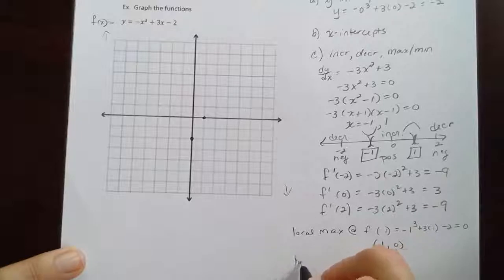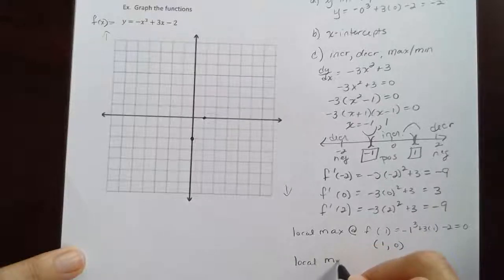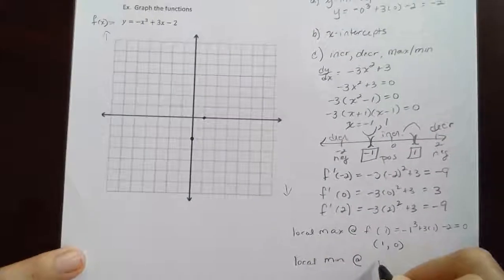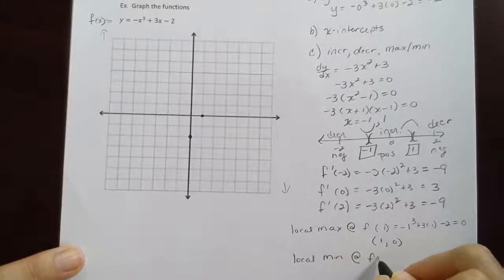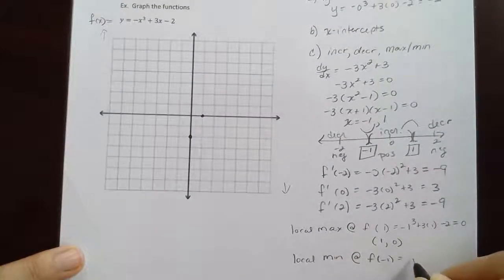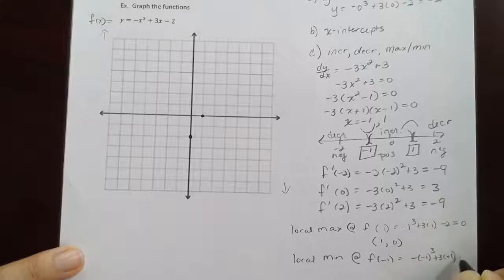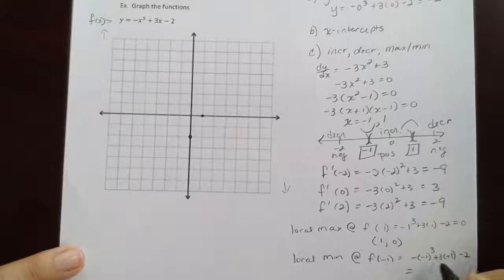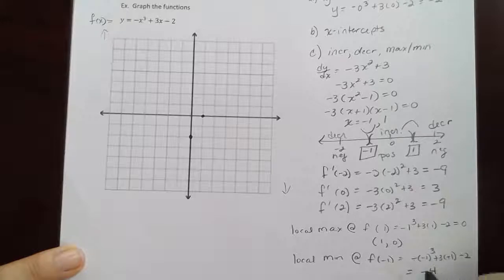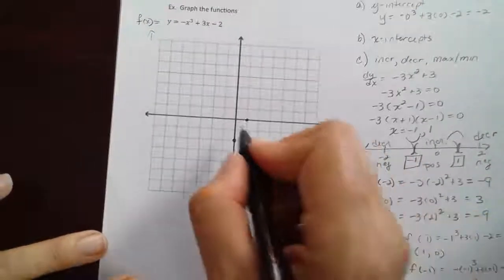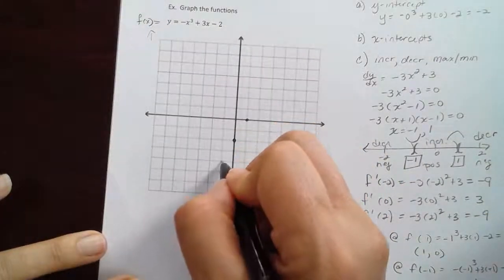And we're going to have a local min at f of -1, which will be -1 cubed plus 3 times -1 minus 2. So -1, opposite of that, +1, 1 minus 3 will be -2, -2 minus 2 will be -4. So then let's put that point on our graph, -1, 1, 2, 3, 4, -4.